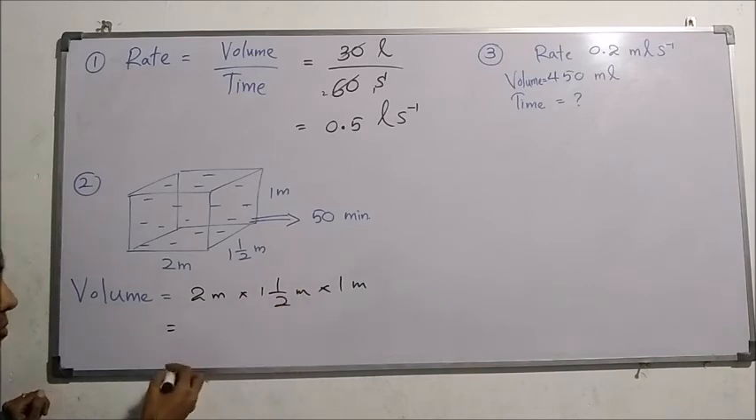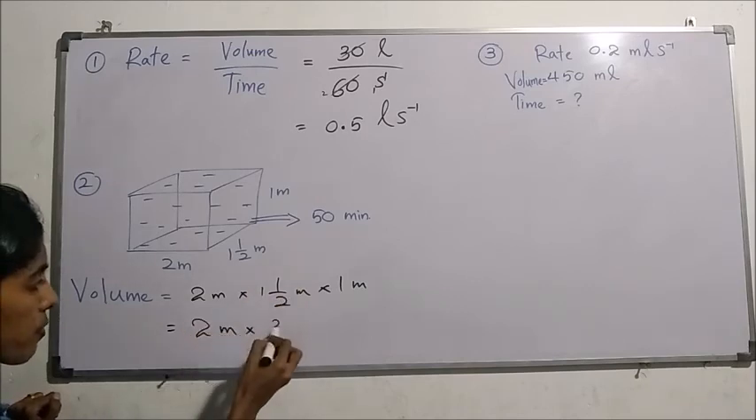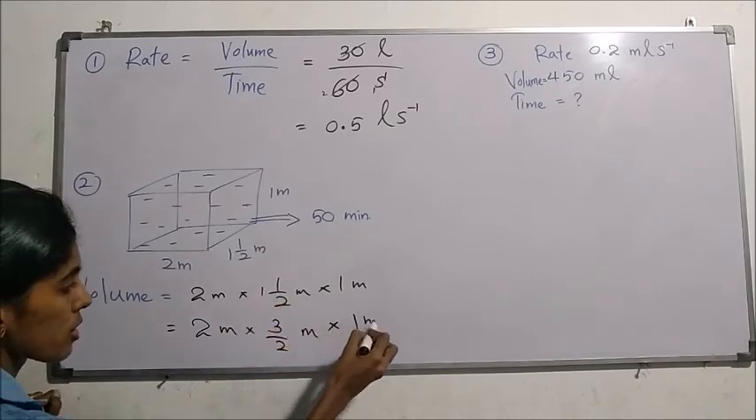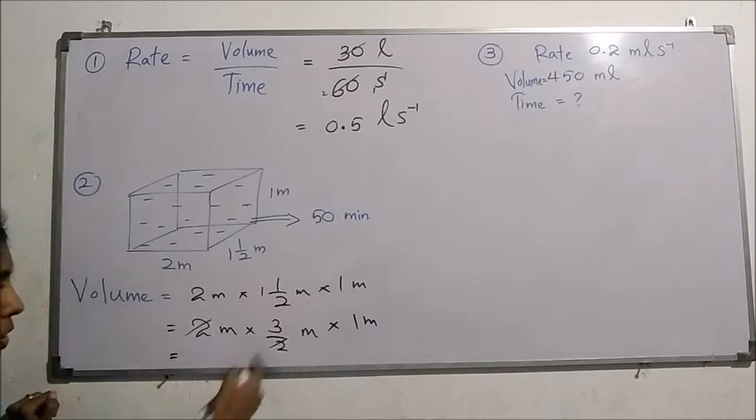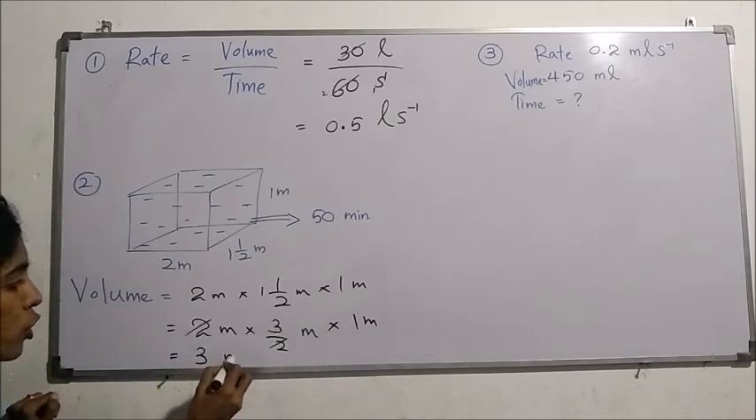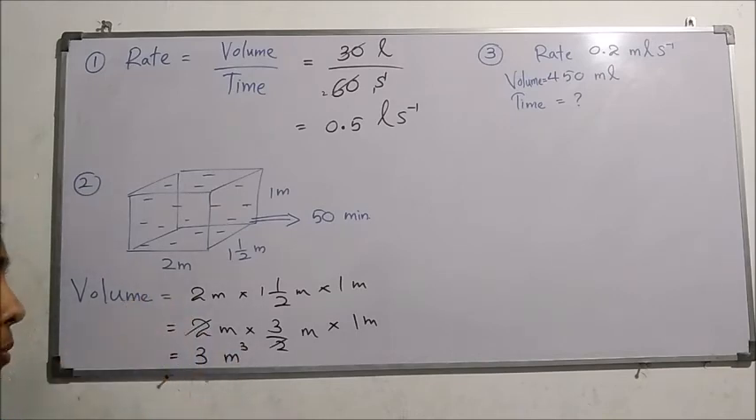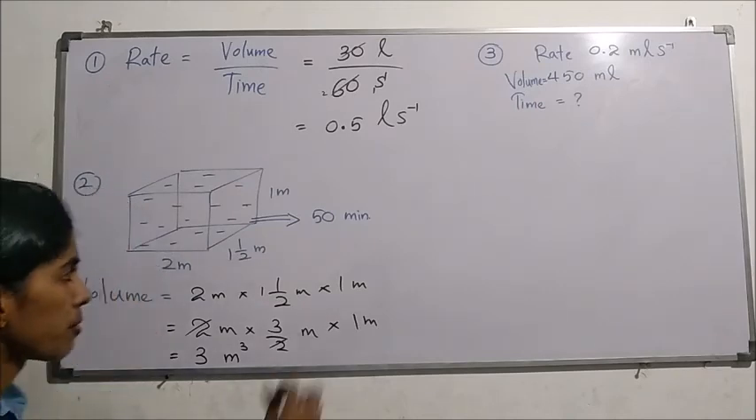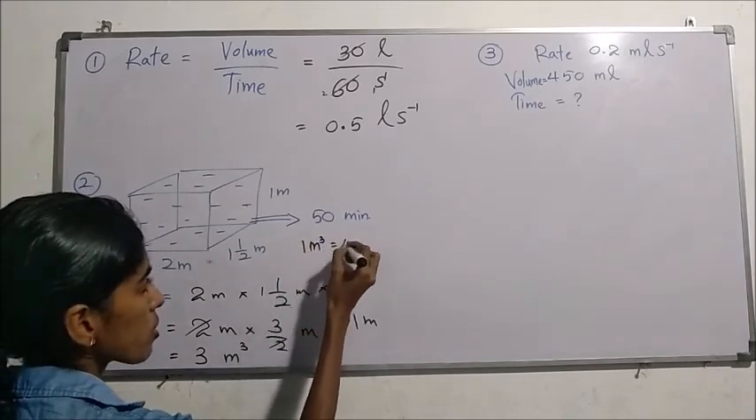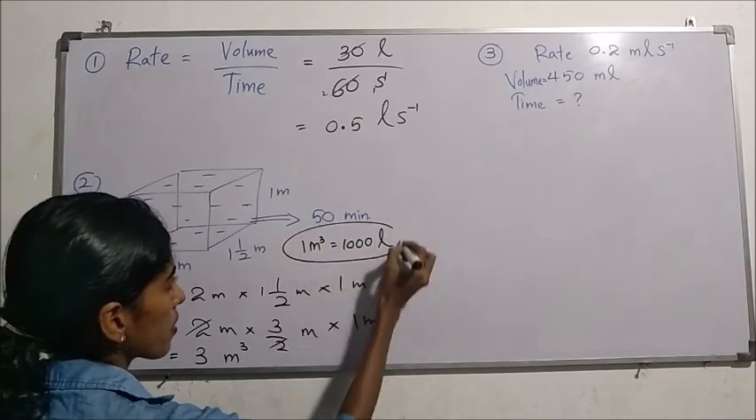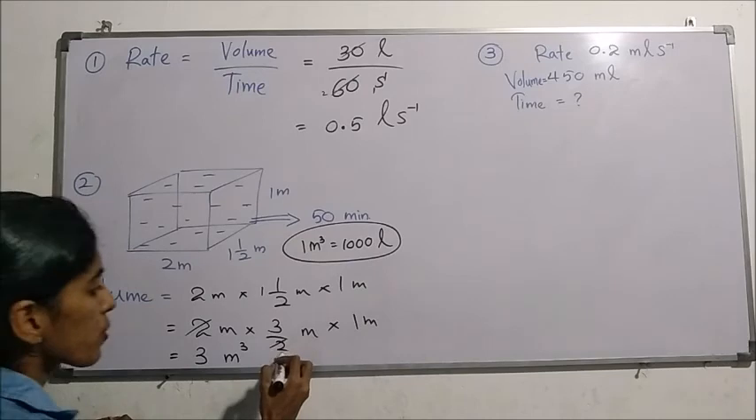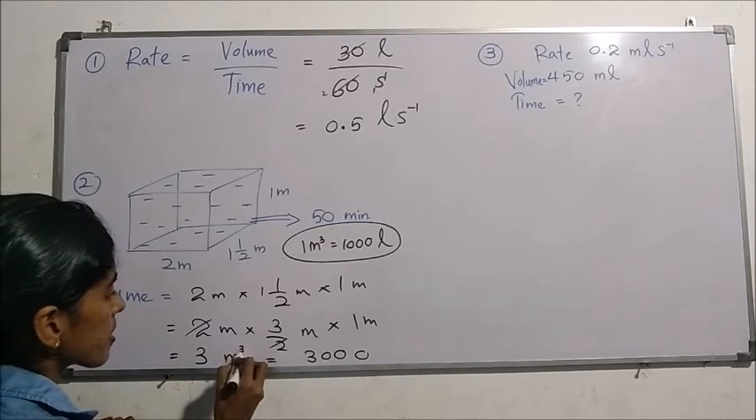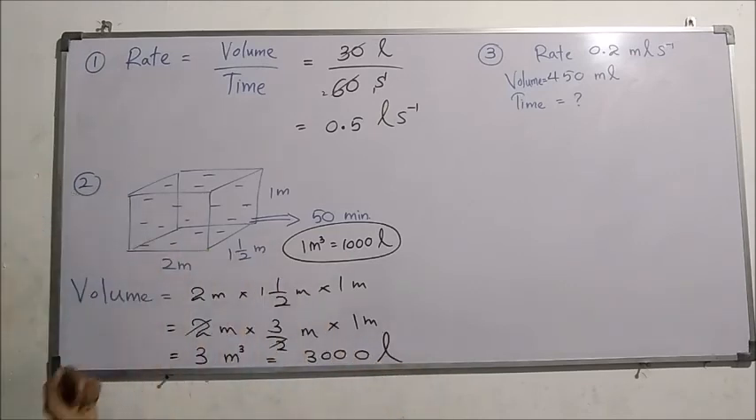We need to convert this mixed number into an improper fraction firstly. 3/2, that means 2 times 1 is 2, 2 plus 1 is 3, meters and 1 meter, right? Now this 2 down and 2 up can be cancelled out, 3 times 1 is 3, cubic meters is coming. Now can you remember, you have learnt 1 cubic meter is equal to 1000 liters. Remember that 1 cubic meter is equal to 1000 liters. If it is so, 3 cubic meters is equal to 3000 liters. Now we know the volume also.